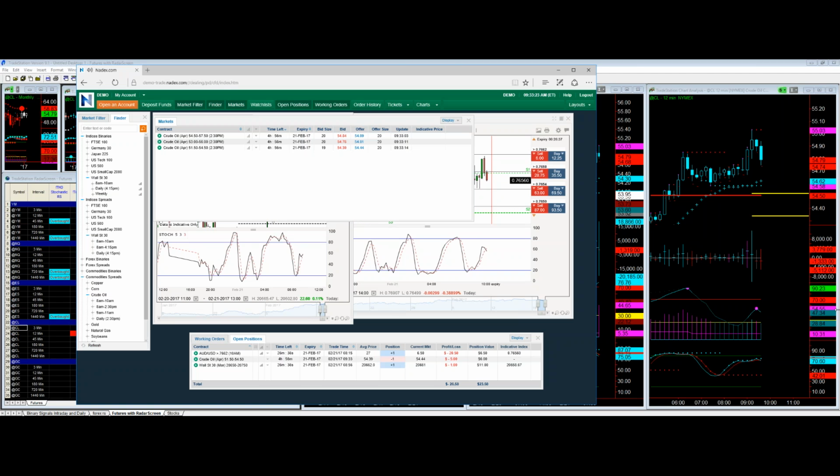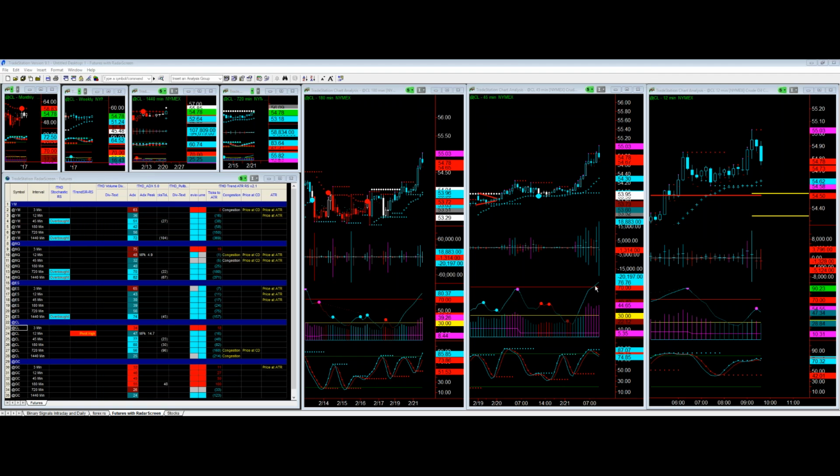Why do I think it's going to go down? Because you're overextended, overextended, overextended. You've got three time frames overextended, and you're at a congestion dot on the 720. Usually that's going to push it down.